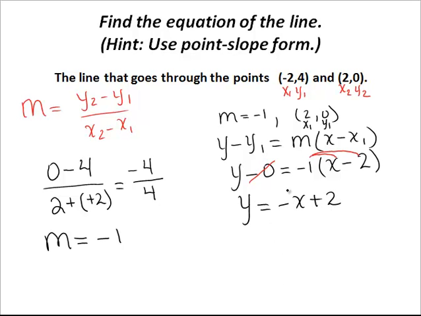So now we notice that it's already in slope-intercept form. So we have found the equation of the line that passes through the points -2, 4 and 2, 0, and it just so happens to be y equal to -x plus 2. So this is how you would go about solving a problem of this type.